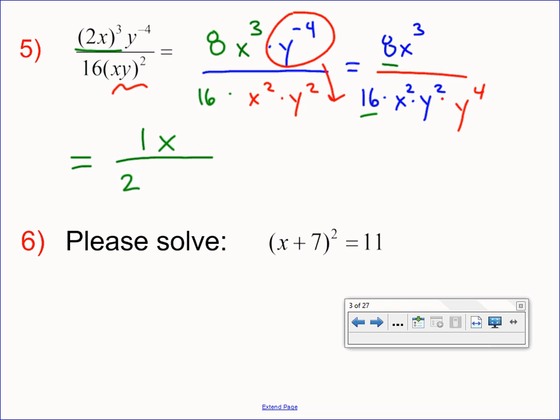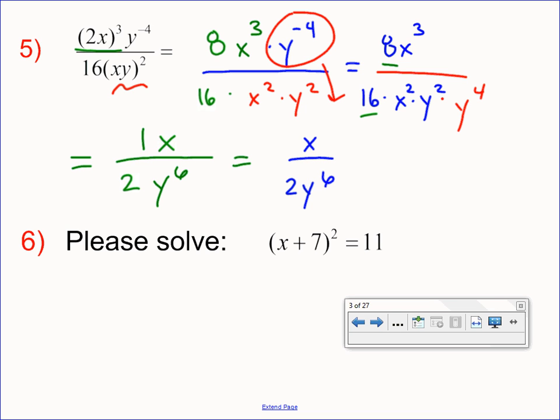I have that y squared and y to the fourth on bottom. All of my y's are on bottom. How many y's do I have on bottom in all? Eric? 6. Good. So y squared times y to the fourth is y to the sixth. So my final answer, we don't have to write that 1, would be x over 2y to the sixth.